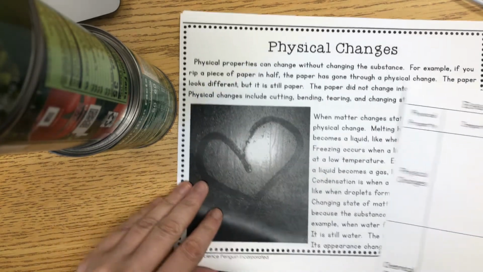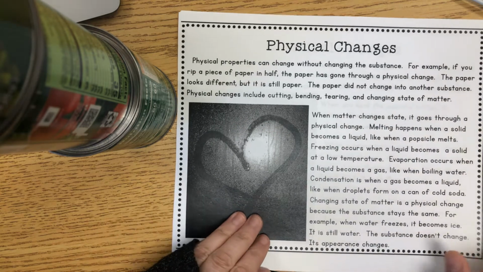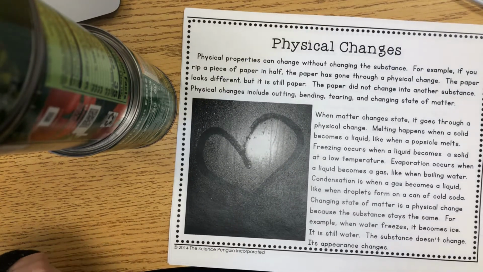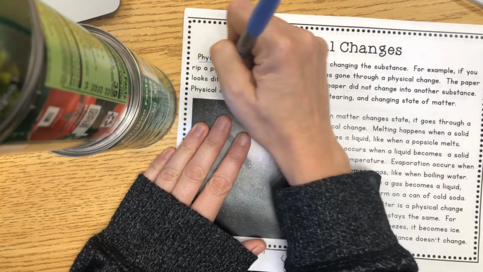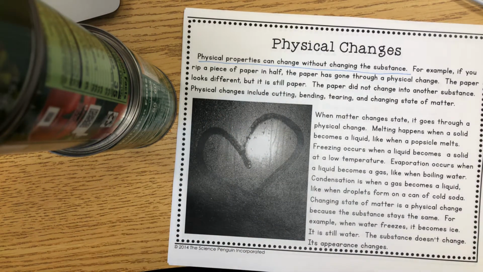Okay, now we have one article that's about physical changes, and I'm going to read it to you, and then we'll take some notes, and then we'll read about chemical changes. Physical properties can change without changing the substance. That seems like a main idea. Something important to remember. Physical properties can change without changing the substance.